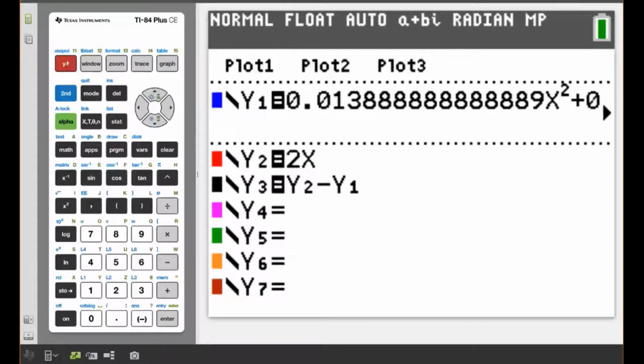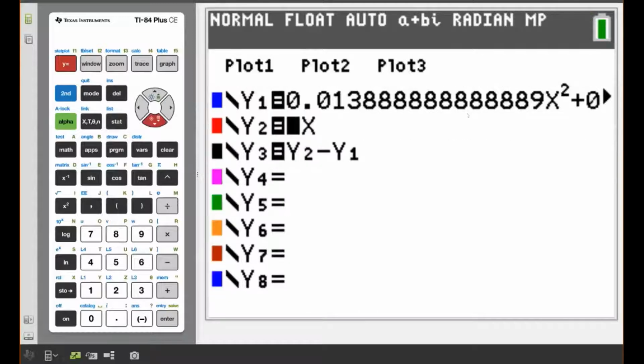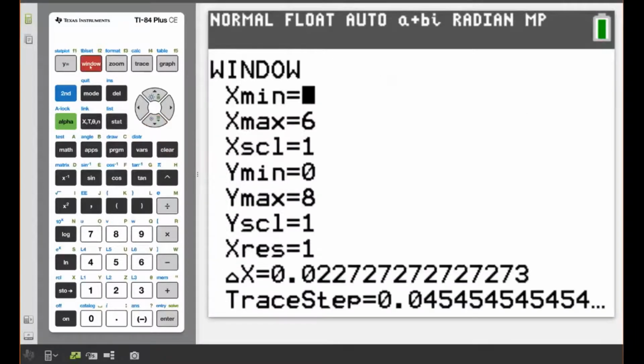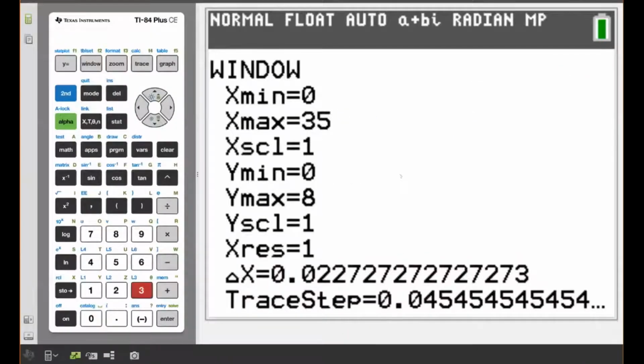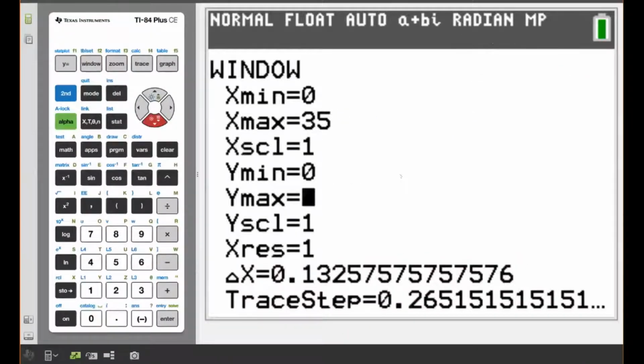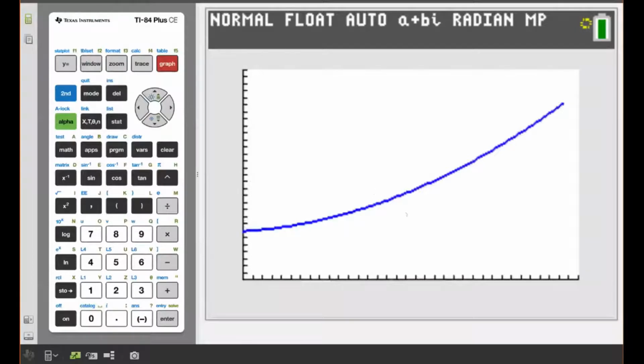If I just show you that you do actually have that. So when I go into Y1, here we go. We can see that equation's in there. I'm just going to get rid of Y2 and Y3. Again, I need to set up my window. Now my table here, my highest X value was 30 and my highest Y value was 22. But I'm going to make it go a little bit more than that. So I'm going to go to 35 and to a maximum of, we'll say 30. I'm going to graph that. And here we go. I can see my quadratic.